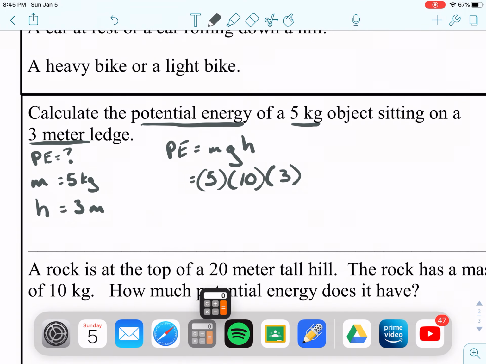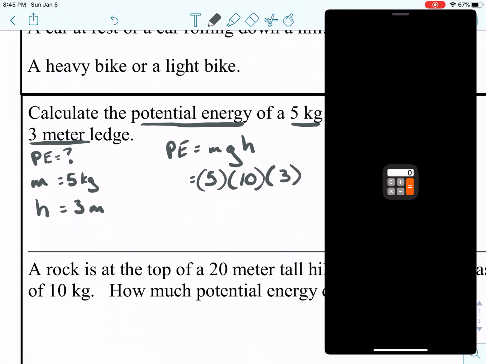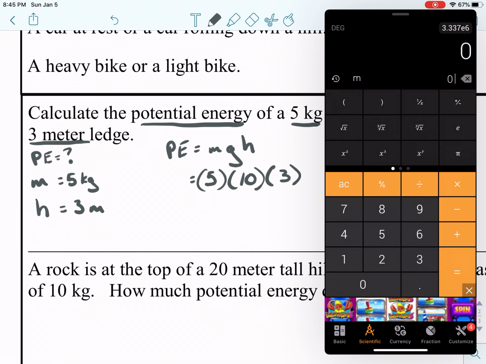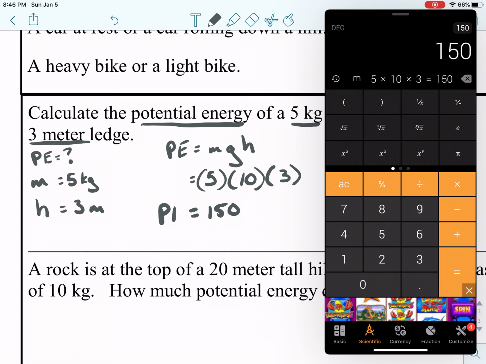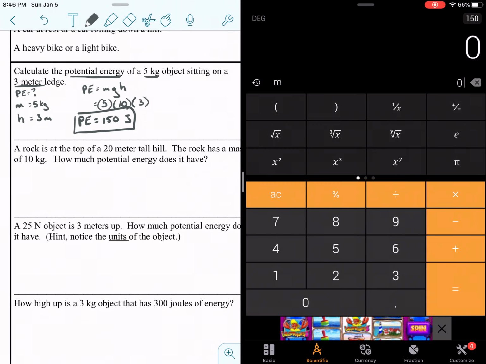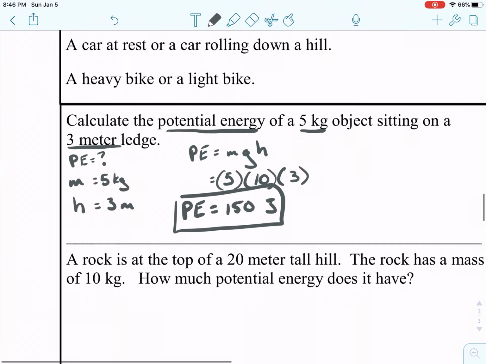So we're going to do 5 times 10 times 3. We know what that is, but it's okay to bring out your calculator to help you out with this. So there's mine. I don't want to support dark mode. That's okay. And we're ready to go. So I'll clear that out. 5 times 10 times 3. And I hit equals. And the answer is 150. Now remember, this is potential energy. So the unit we would put on that is joules. All right. We good? Let me get that out of the way.